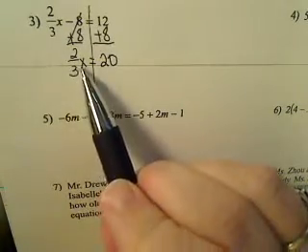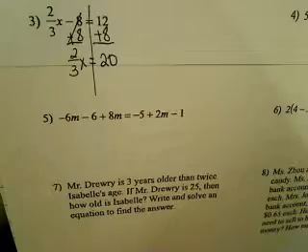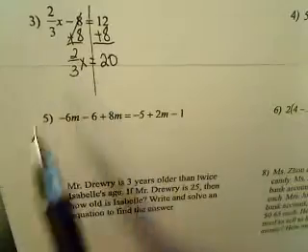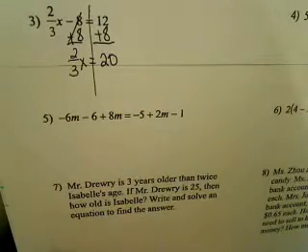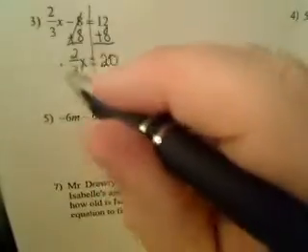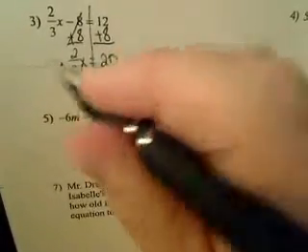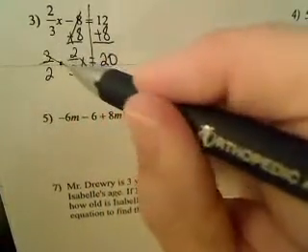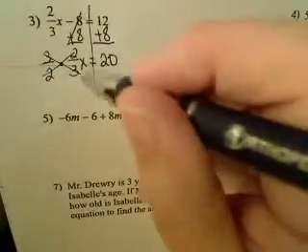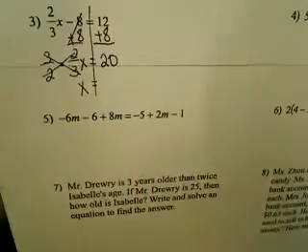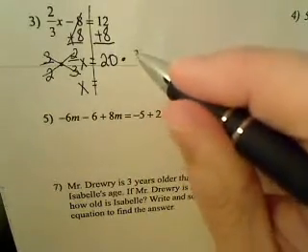Now, this is multiplication. The inverse is to divide. So I need to divide both sides by 2/3. Okay, when you divide by a fraction, you're actually going to multiply by the reciprocal. You're going to flip it. It cancels out, so you have x. And if you multiplied this side by 3 over 2, then you have to multiply this side by 3 over 2.